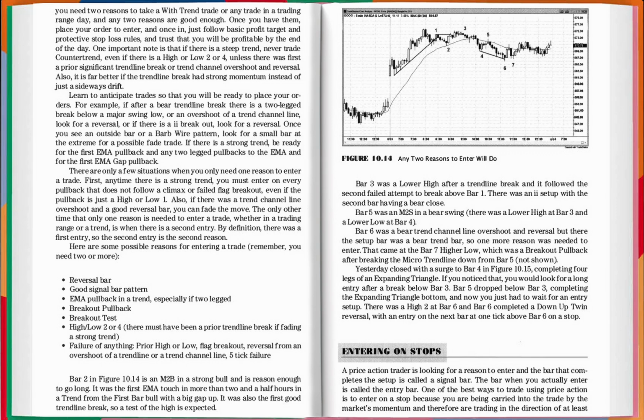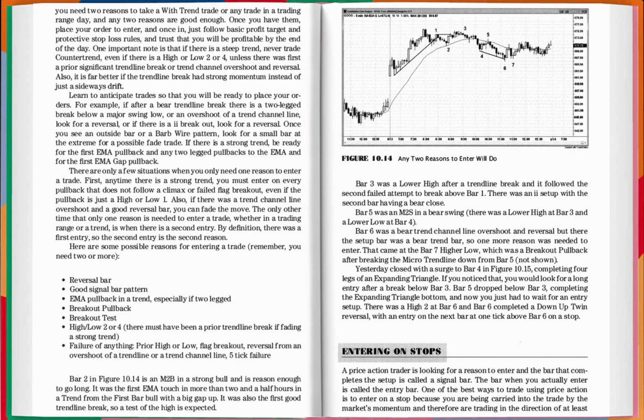For example, if after a bear trendline break there is a 2-legged break below a major swing low or an overshoot of a trend channel line, look for a reversal. Or if there is a Roman 2 breakout, look for a reversal. Once you see an outside bar or a barbed wire pattern, look for a small bar at the extreme for a possible fade trade. If there is a strong trend, be ready for the first EMA pullback and any 2-legged pullbacks to the EMA, and for the first EMA gap pullback.